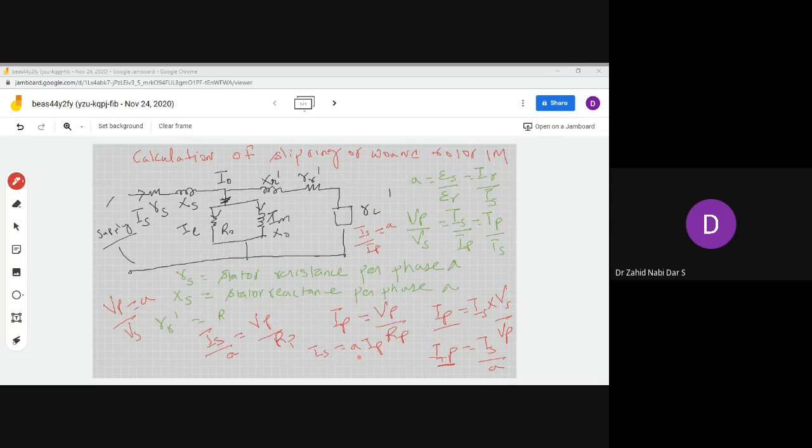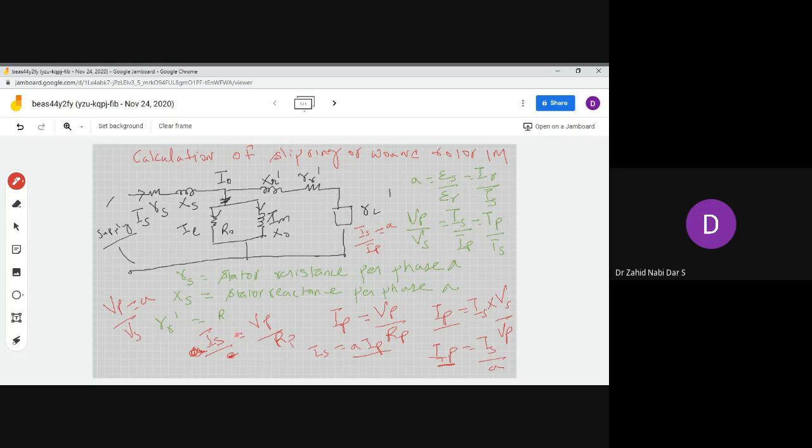From here you can write Is is equal to A times Ip. Okay, and your Ip is equal to Vp by Rp. So Vp by Rp is equal to, sorry, here there is a mistake, that's why I was wondering. Vp by Rp is equal to A times Is.